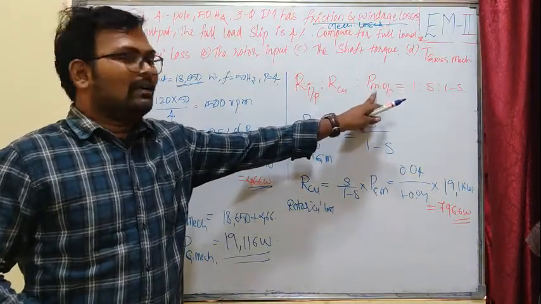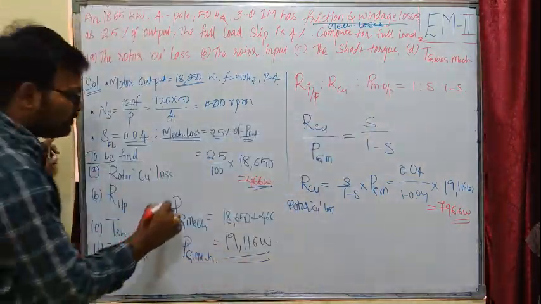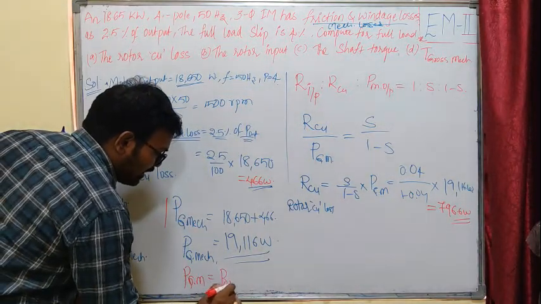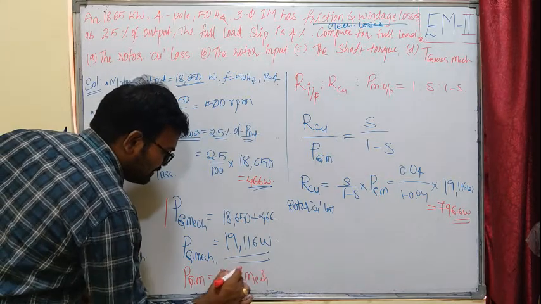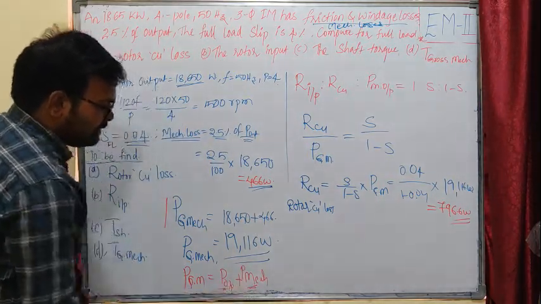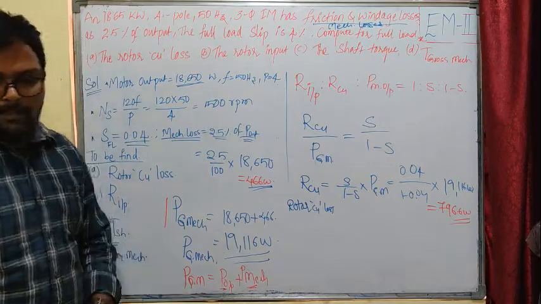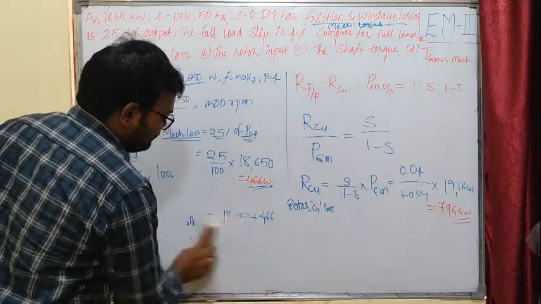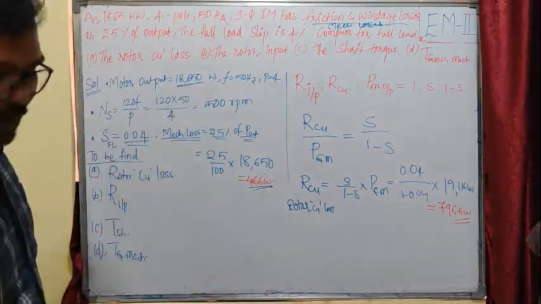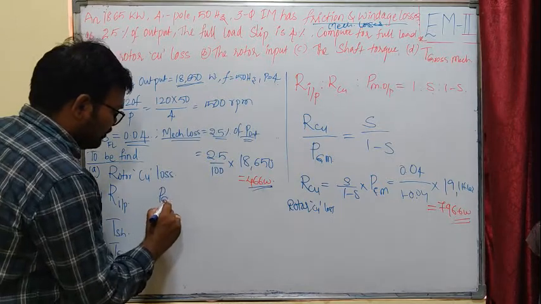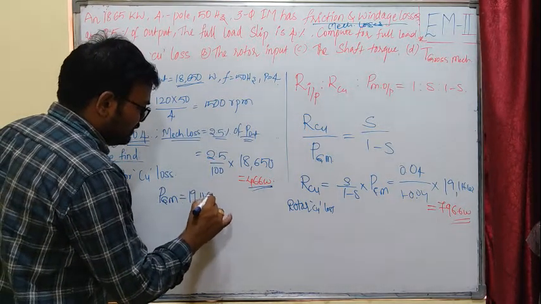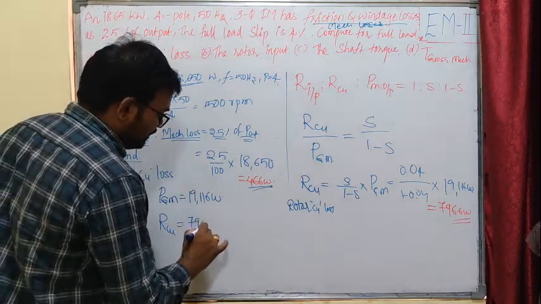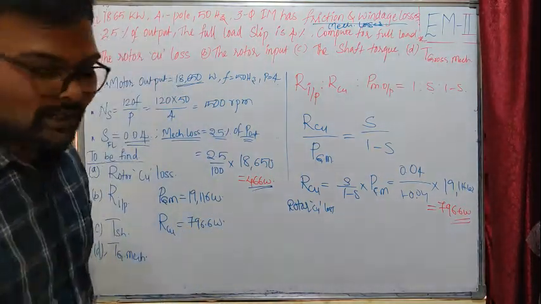For that I needed the gross mechanical power output. How can I get it? My motor output plus my mechanical losses add up to my gross mechanical power output. So my gross mechanical power output is 19,116 watts, and my rotor copper loss is 796.6 watts. Now I am going to calculate the rotor input.